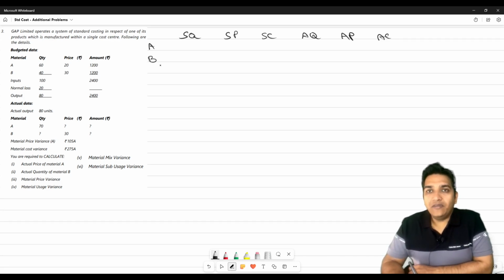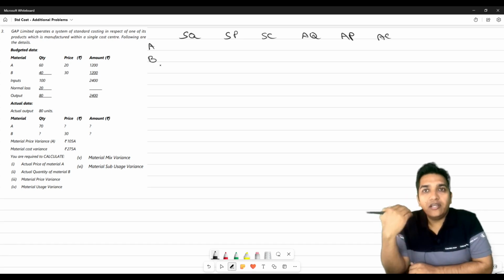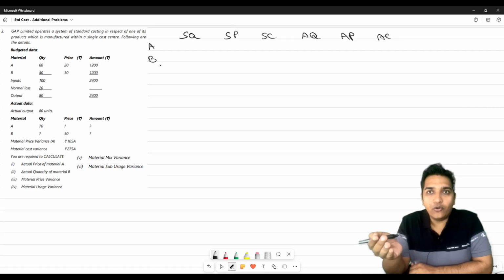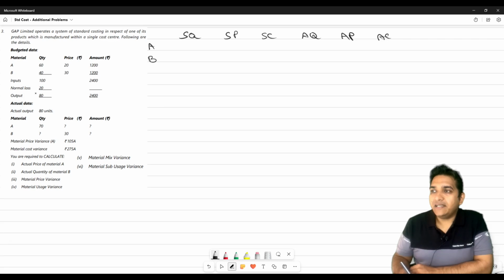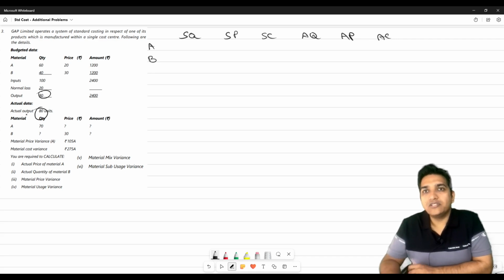So do we have the standard quantity? No, the question is given as the budgeted quantity, and I have told you earlier also, budgeted is different from standard, right? Standard quantity is always based on my actual output, in the ratio of my budget. That means the budget is set here for 80 units of output. Coincidentally, in our question, the actual output is also 80 units. So my budget will become standard.